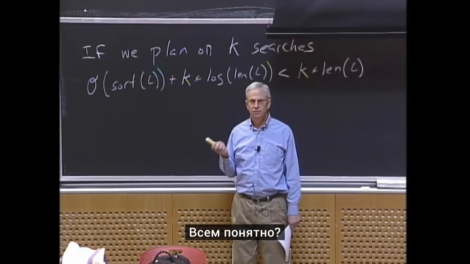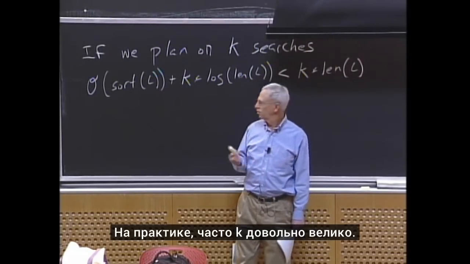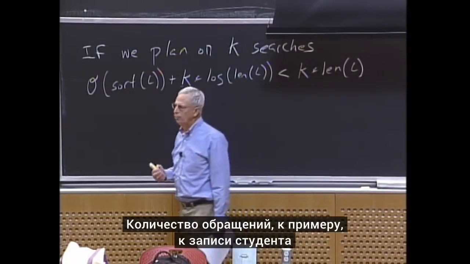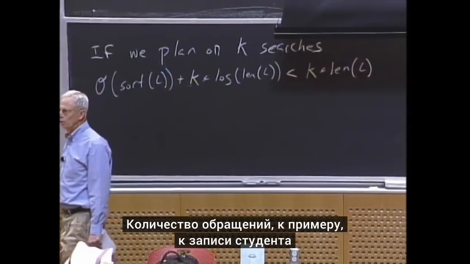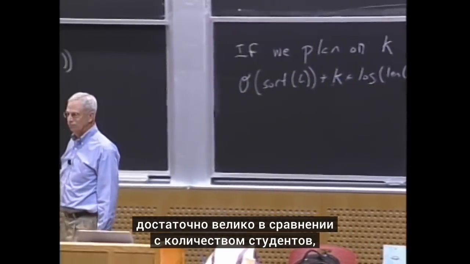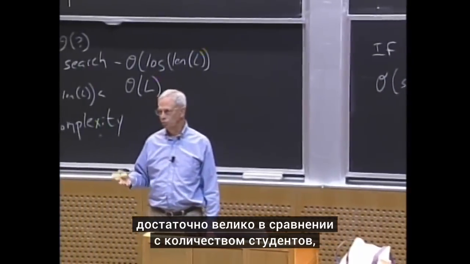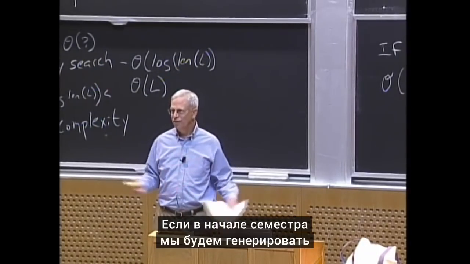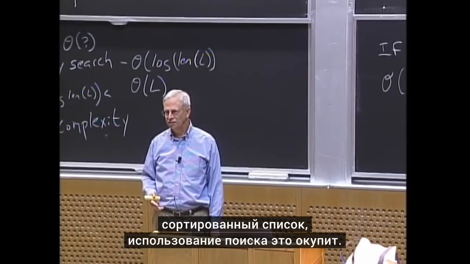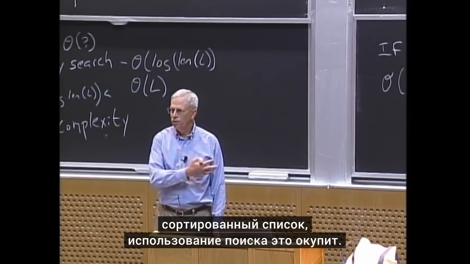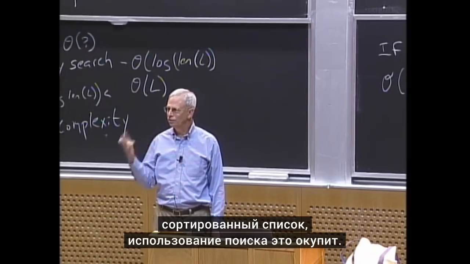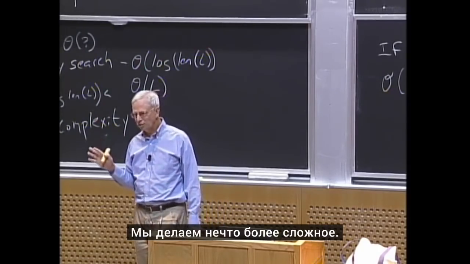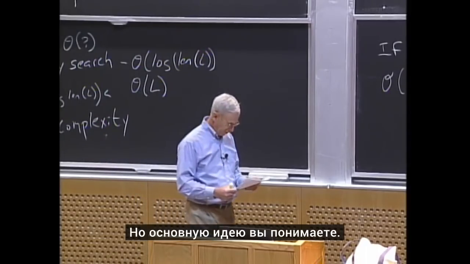Does that make sense? In practice, k is often very big. The number of times we access, say, a student record is quite large compared to the number of times students enroll in MIT. So if at the start of each semester we produce a sorted list, it pays off to do the searches. Now, in fact, we don't do a sorted list. We do something more complex, but you understand the concept, I hope.